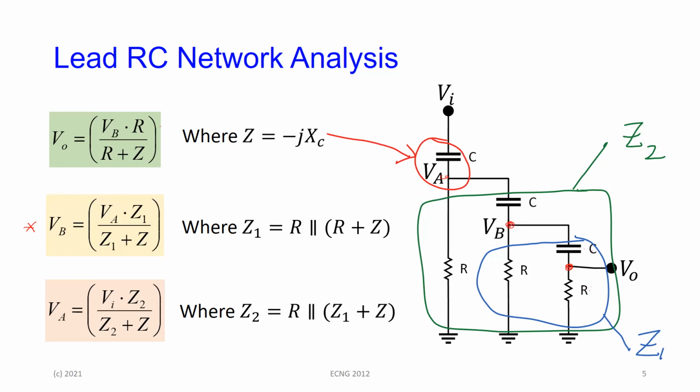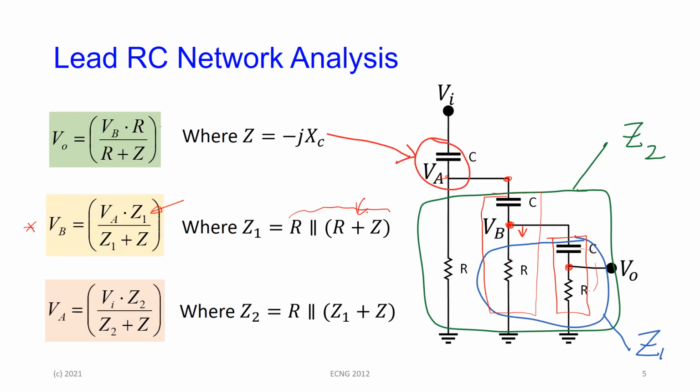Now VB itself. Looking down this way, notice we have R in parallel with these two things here. If you're looking in this direction, what this point is seeing is R in parallel with this impedance here. Fair enough? So the voltage VB is now VA, which is the voltage here, and you have an impedance divider at this point. That's how you get VB in terms of VA.